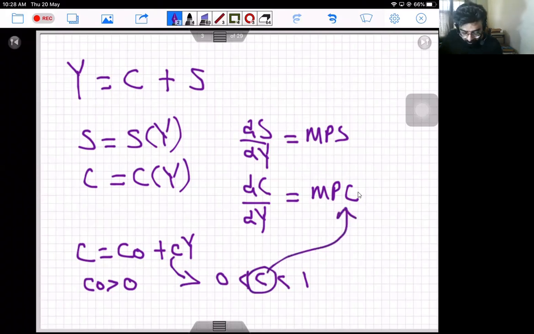So if I tell you the basic definition of marginal propensity to save and marginal propensity to consume: marginal propensity to consume refers to the fraction of the rise in national income which is attributed towards consumption, and the fraction of a rise in national income which is attributed towards savings is basically the marginal propensity to save.